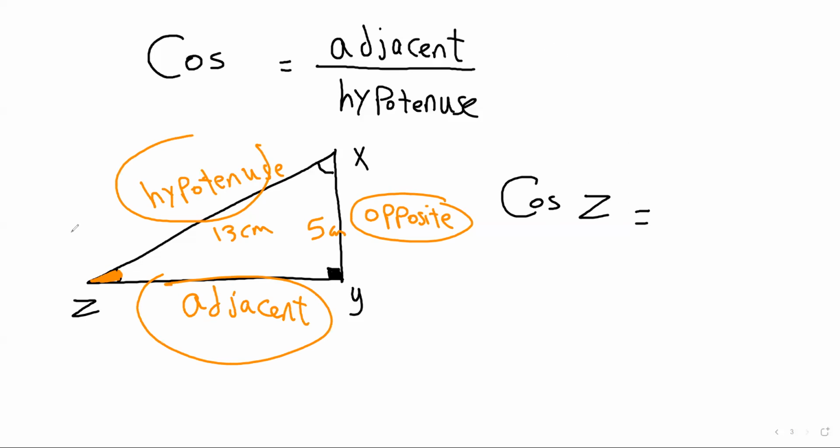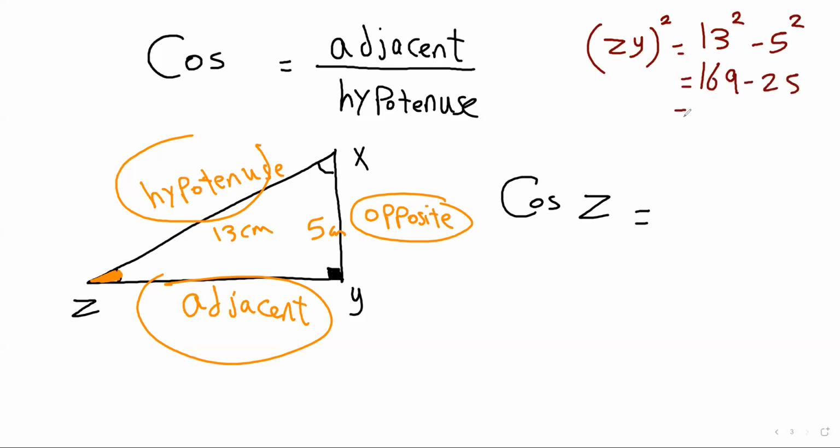So here we need to get ZY. What is the length of ZY? Can you get it? Yes, you can do it. 13 to the power of 2 minus 5 to the power of 2. Great, lovely. 13 squared is 169 minus 25. So it's 144. What is the square root of 144? It's 12. So ZY equals 12 centimeters.